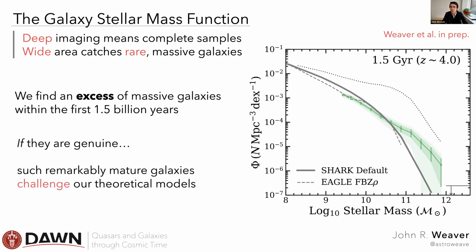Now, if they're genuine, and of course, AGN can be affecting us here, and I don't have enough time to speculate on that more just now. Feel free to ask me those questions later on or talk to me on Slack. Such remarkably mature galaxies, if they are genuine, would strongly challenge our theoretical models and assumptions of galaxy evolution on the massive end at these redshifts.